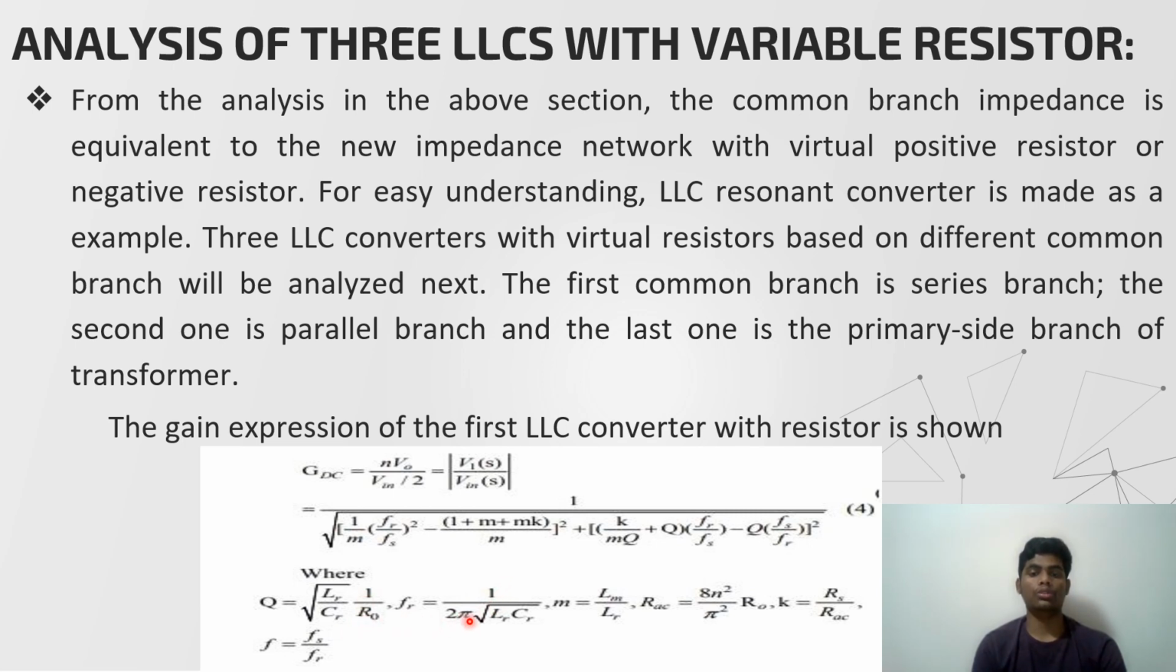and Fr is equal to 1 divided by 2π root of Lr Cr, where M is equal to Lm by Lr, where Rac is equal to 8N² divided by π² times R naught, where K is equal to Rs by Rac, where F is equal to Fs by Fr.